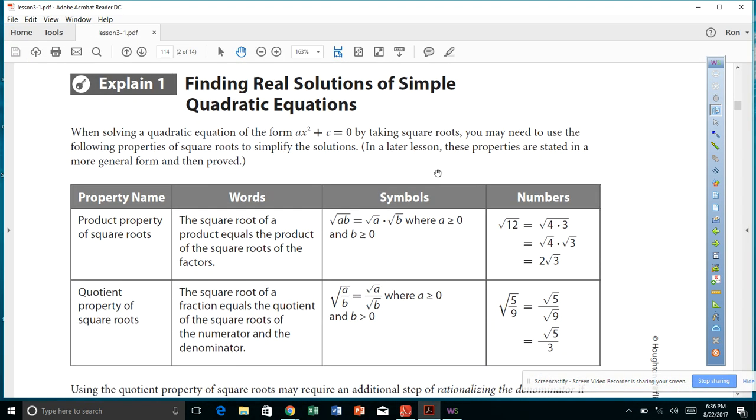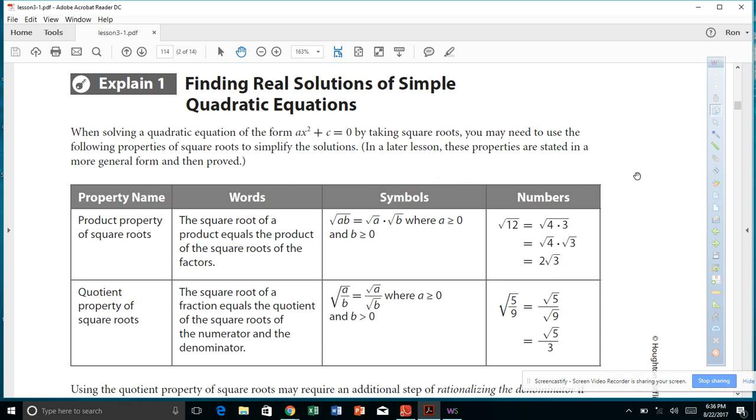Finding real solutions of simple quadratic equations. When solving a quadratic equation of the form a times x squared plus c equals 0 by taking square roots, you need to use the following properties of square roots to simplify the solutions. In a later lesson, these properties are stated in a more general form and improved.